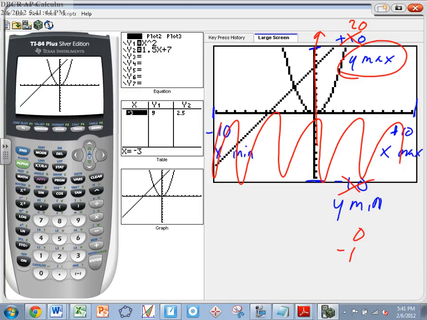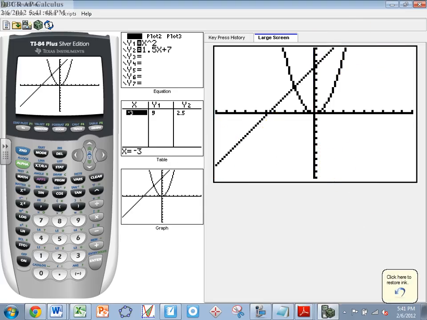So let's go ahead to our window and take a look at our window settings. To change your window settings, simply press the key that says window, and you'll see it along the top. It's the second key along the top. So we press window.